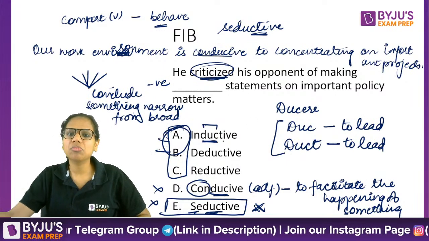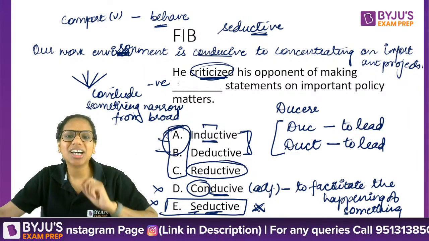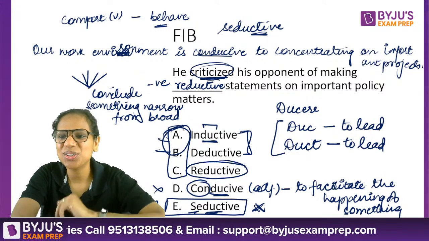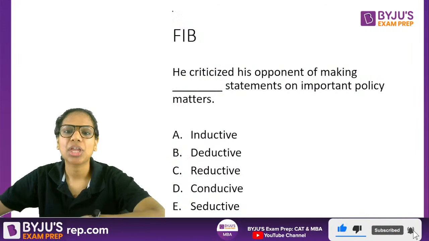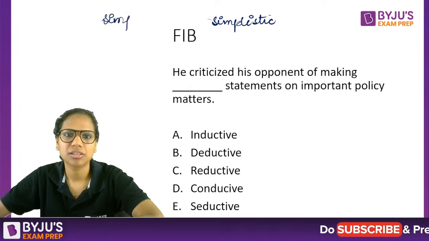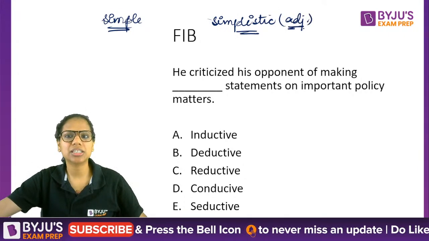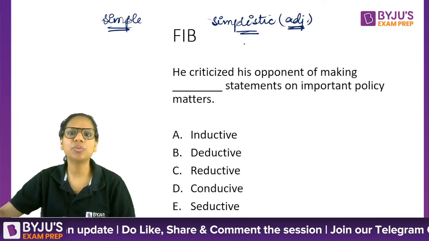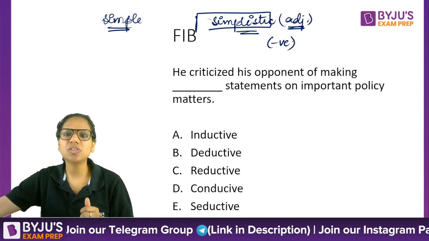But why criticize either of them? Criticism would happen when a person's statements are reductive in nature. Reductive. Yes, elimination would have worked here. You must have heard the word simplistic. Simplistic is different from simple. Simple is uncomplicated. Simplistic is when some people have a tendency to reduce a complicated matter, unnecessarily trying to simplify it when it cannot be simplified. That is called simplistic. It's a negative word.